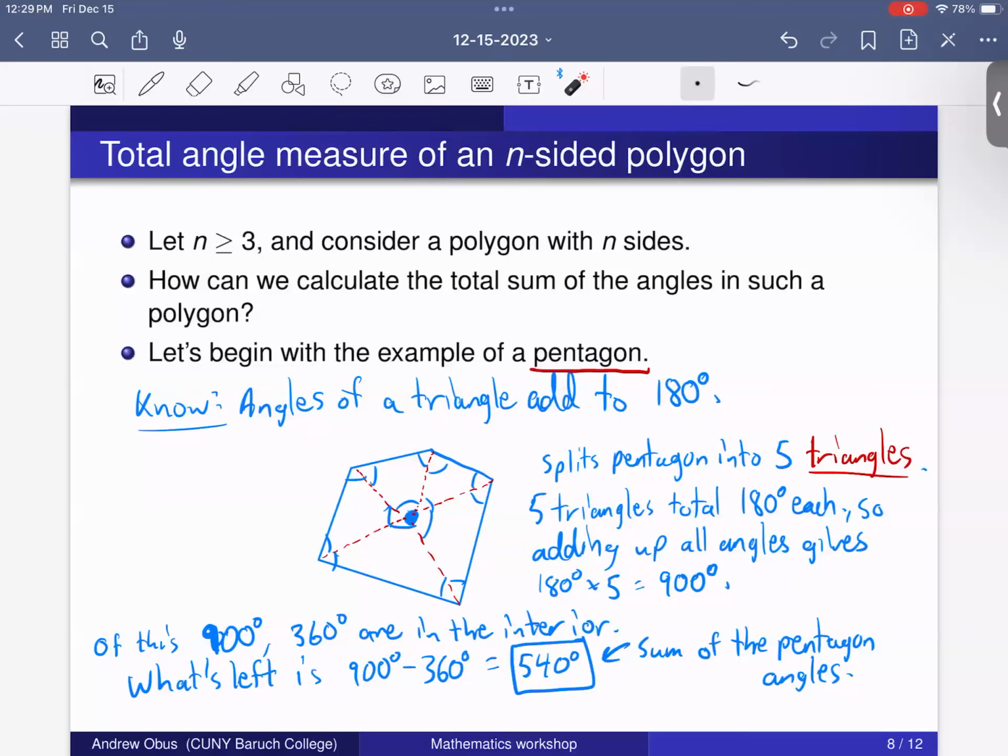Is that okay? Any questions? Yes. How do we derive 360 degrees to be the sum of the interior angles? Because the interior angles form a full circle, right? So the interior angles form a full circle. James, you want to say something?